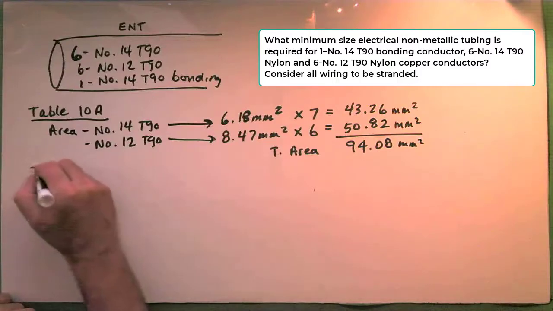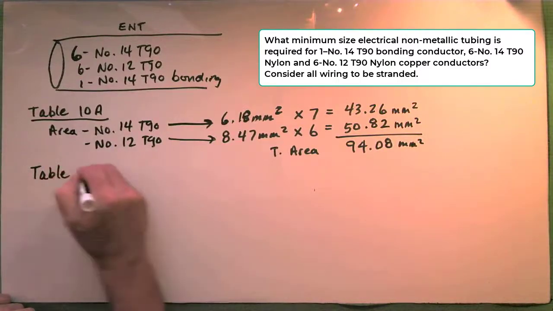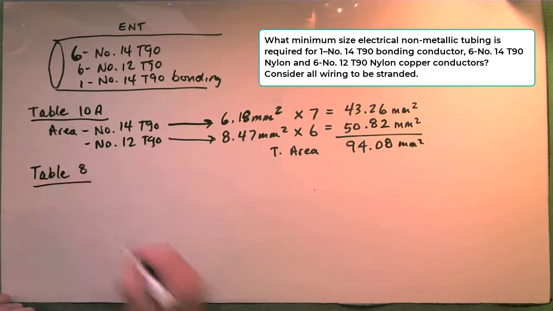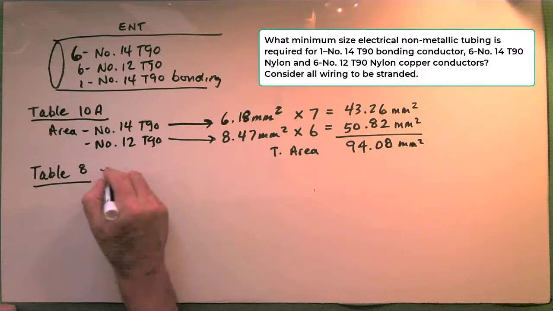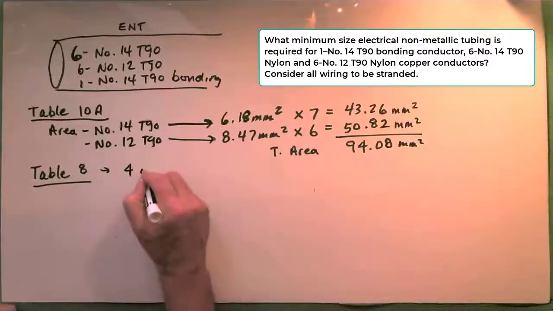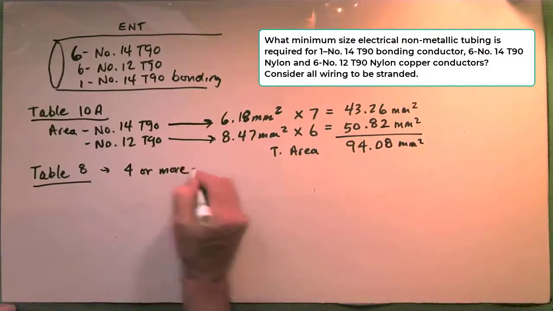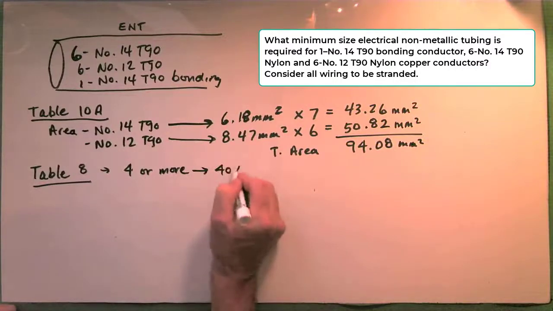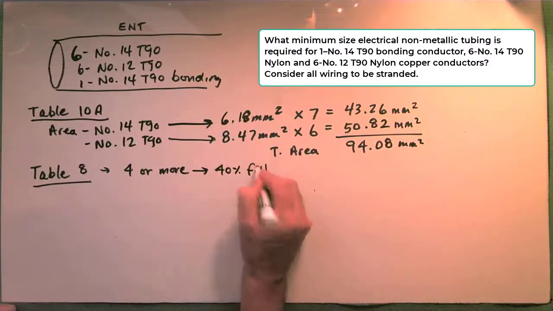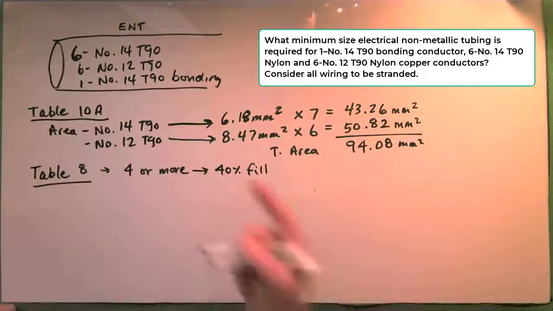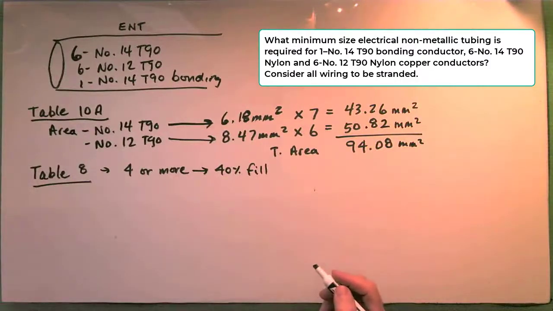Okay, so then I go to table 8. How many we got? 4 or more, 40% fill. Done. Okay, so it's 40% fill.